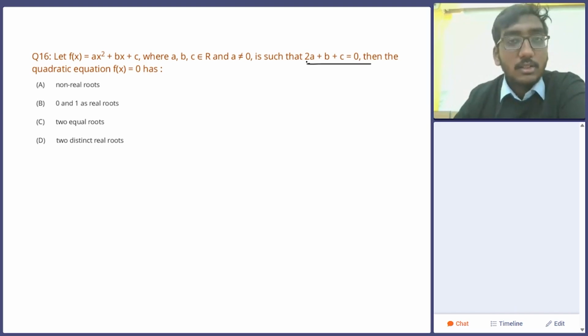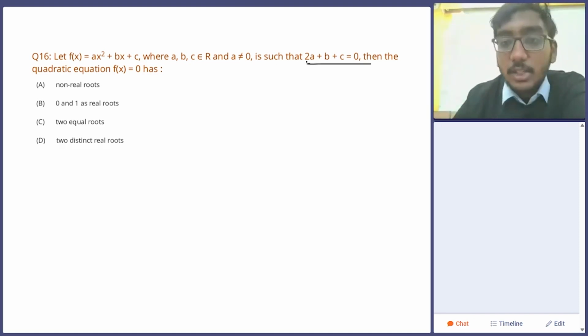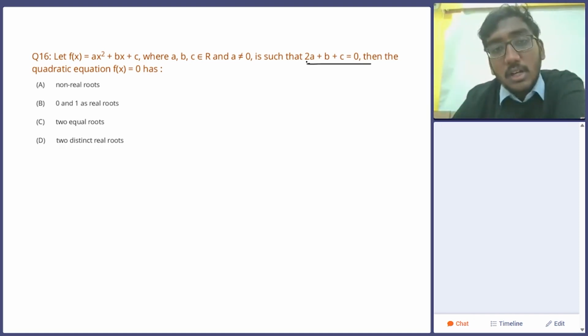So that is not that. Actually, if they had given 2a plus b equal to 0, then we could say that the derivative vanishes at x equal to 1. But that is not the case, there is the c also. So what we can do is write it in terms of f of a plus f of b form. We just multiply this.